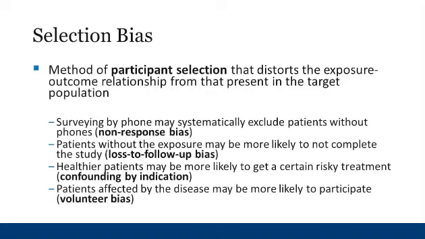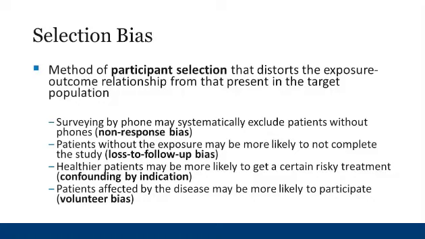The selection bias, and this is something that we talked about with study designs, you've got to think about where your population is coming from. This is an issue with your method of participant selection, something that's going to distort the exposure-outcome relationship from that present in the target population. So this is when what you see is not actually what's occurring in the target population.